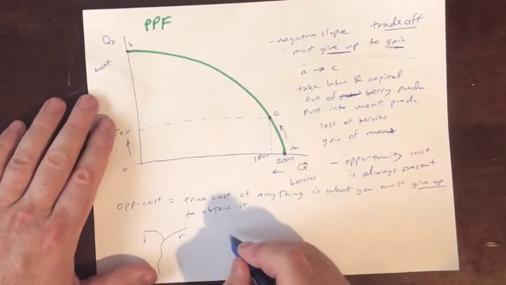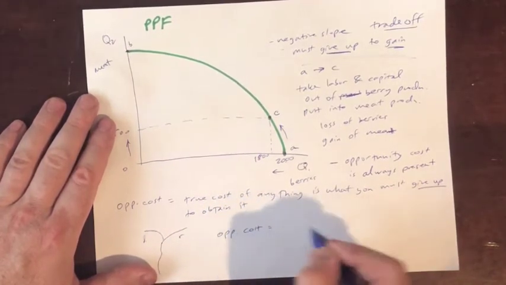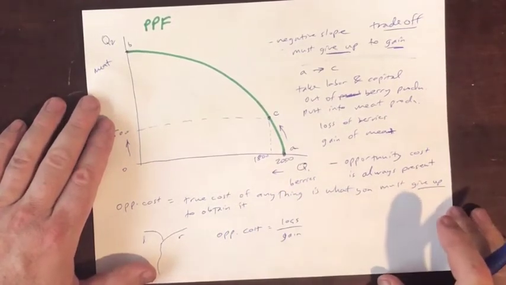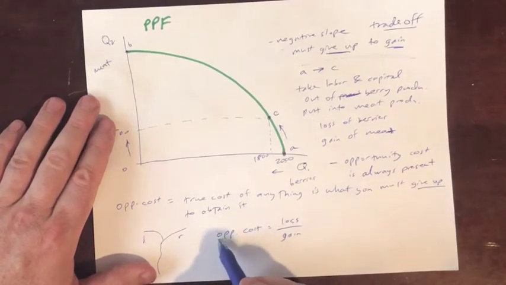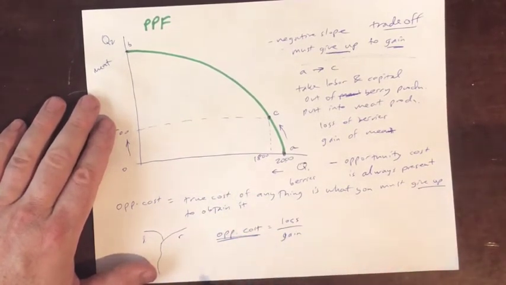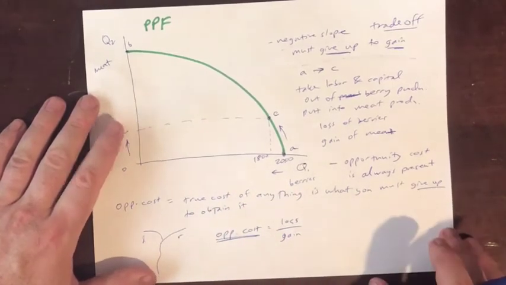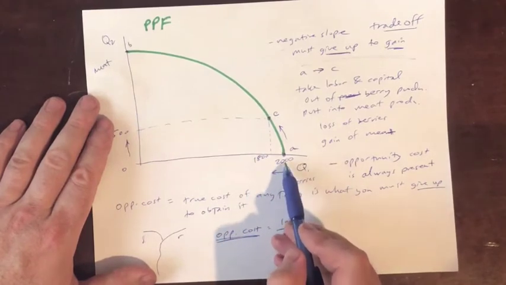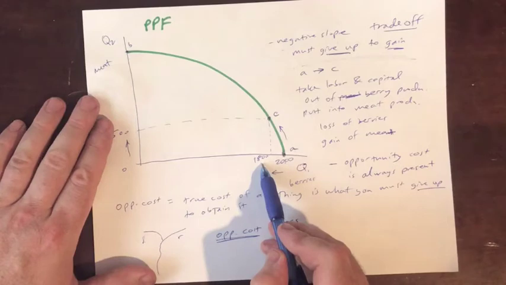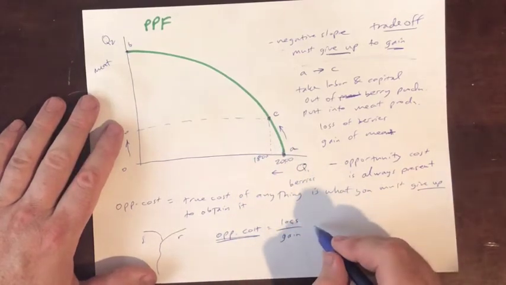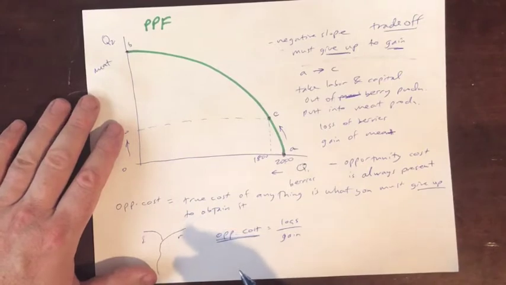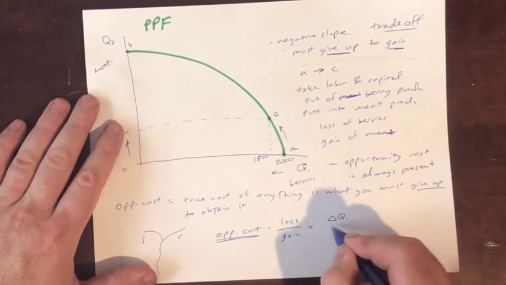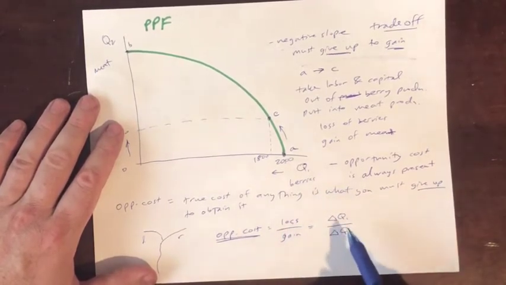So the opportunity cost represents the loss that we experience relative to the gain that we experience. Because look, the language of opportunity cost, it's called cost. That tells us it's what we have to actually give up in order to gain. So the loss, we started at 2,000, then went to 1,800. The loss in this case is the negative change over the positive change, so the change in good 1 relative to the change in good 2.